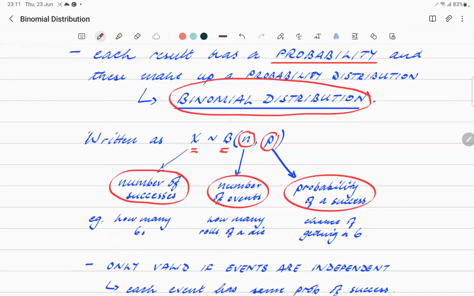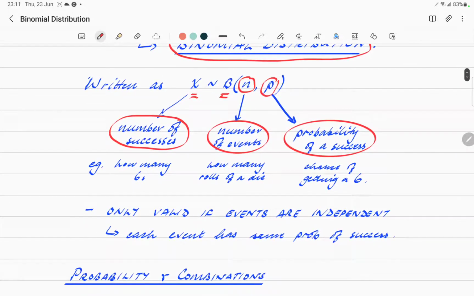So in our particular example with the die, the number of successes is how many sixes we get. n is how many rolls of the die, so the number of times we're rolling the die. And as you know, the chance of getting a 6 is effectively 1/6, so that's your p there.